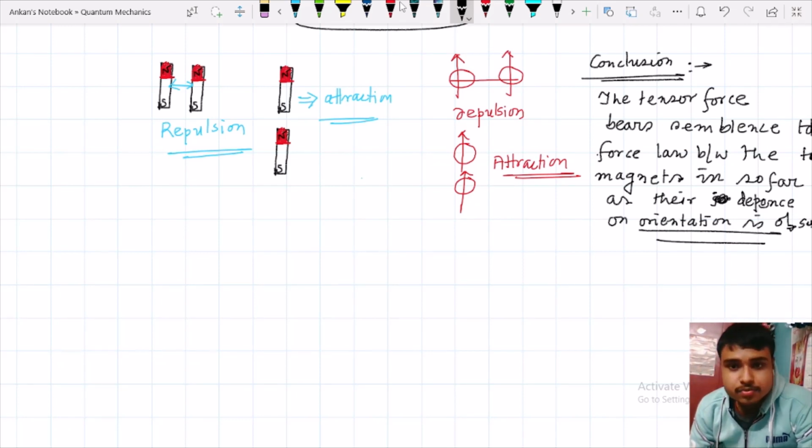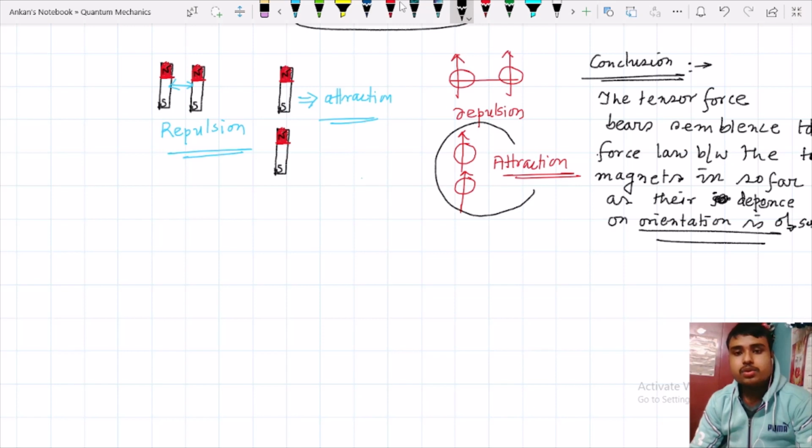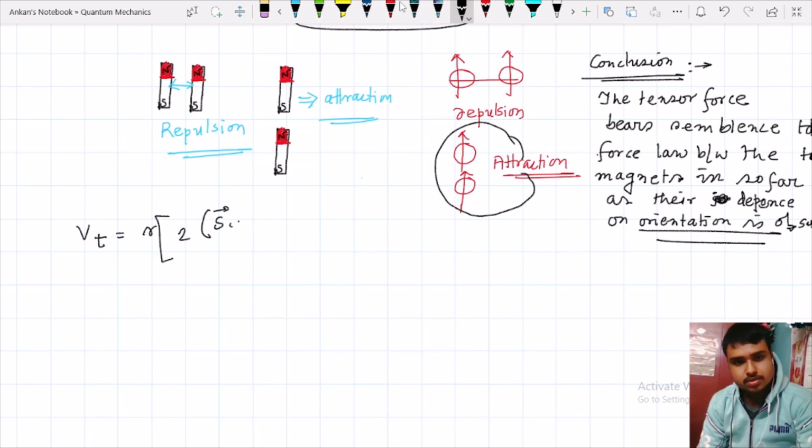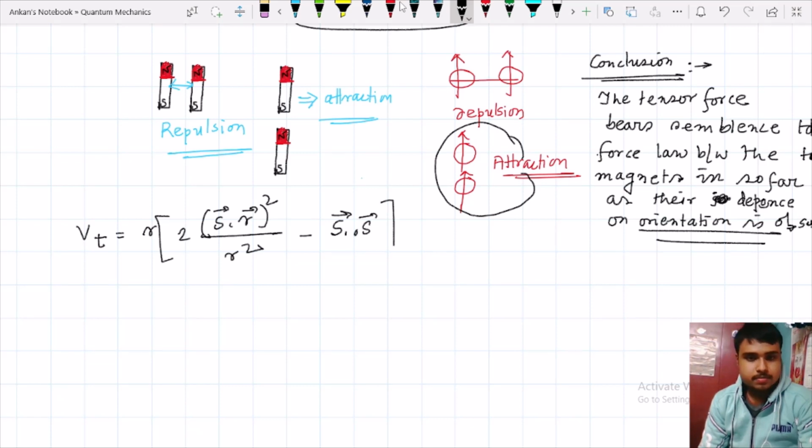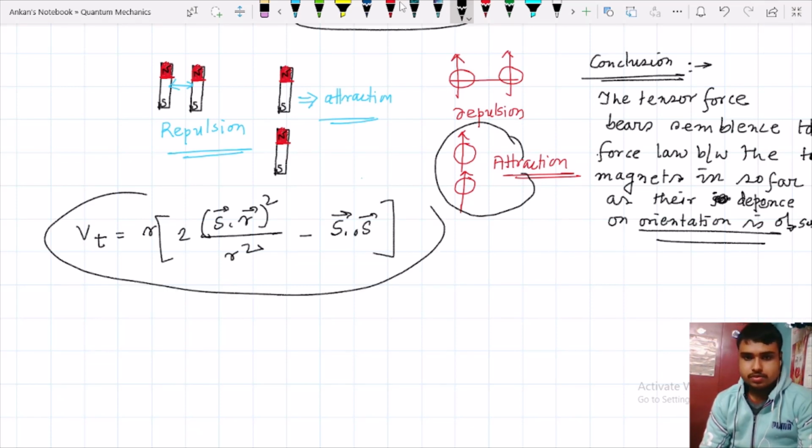So the tensor force must be dependent on the orientation of the spin, and it can be shown from the detailed calculation, which is beyond our scope for discussion, that the tensor force Vt can be taken to be R into 2 into S dot R by R square, and S dot R square minus S dot S. So the potential is the tensorial potential.